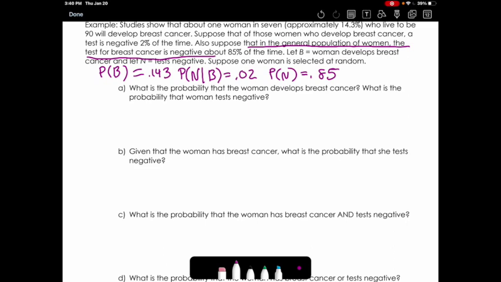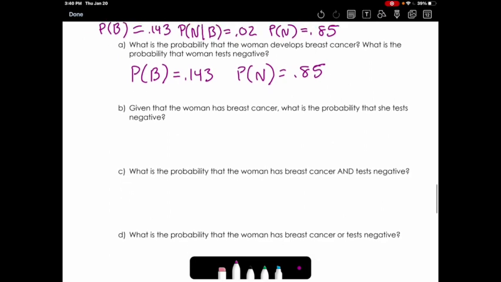So part A says, what is the probability that the woman develops breast cancer? And then what is the probability that a woman tests negative? So we already actually wrote that up top when we were writing our notation. The probability of a woman developing breast cancer, we said was 0.143. And then the second part of that, where it says, what's the probability that a woman tests negative? That's the probability of N, the event that she tests negative, and that's 0.85.